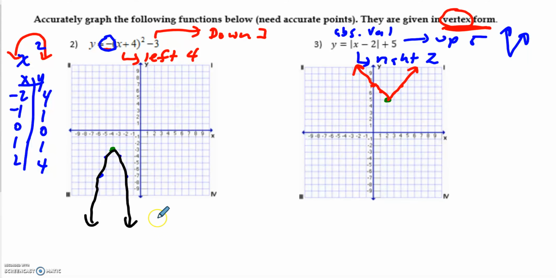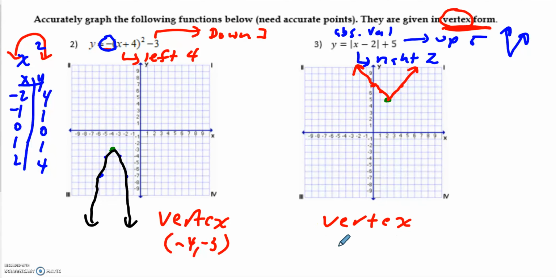And if you'd like to write yourself a note, feel free. The vertex on this example then, if you're going left 4 and down 3, will be at -4, -3. And the vertex of this absolute value equation, because we went right 2, up 5, would be at 2, 5.